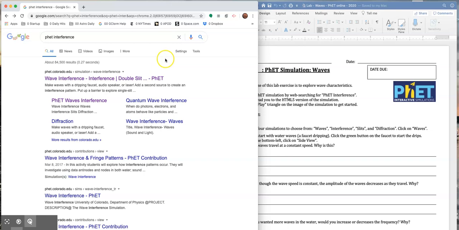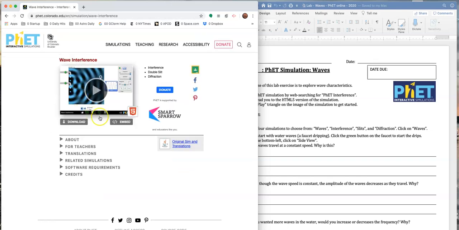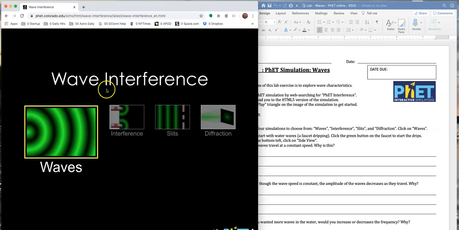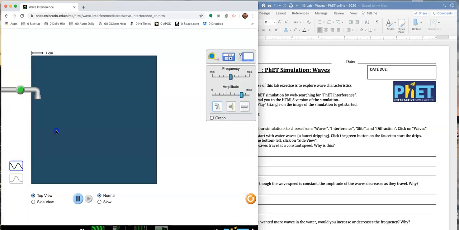So if you search PhET interference in a Google search, then this is the first thing that pops up. So you click it. And then it's HTML5, so it will work with your iPad. Click that play arrow, launches the app. And then we have different things: waves, interference, slits, and diffraction. We're just going to deal with waves right now.